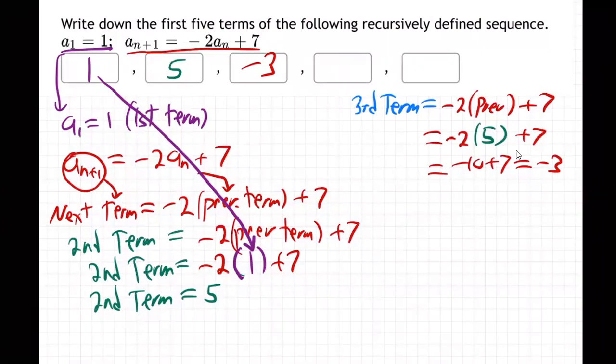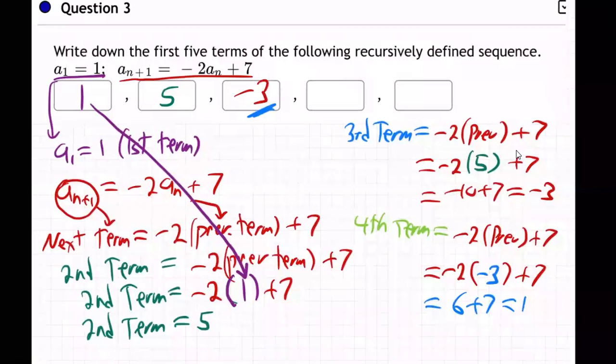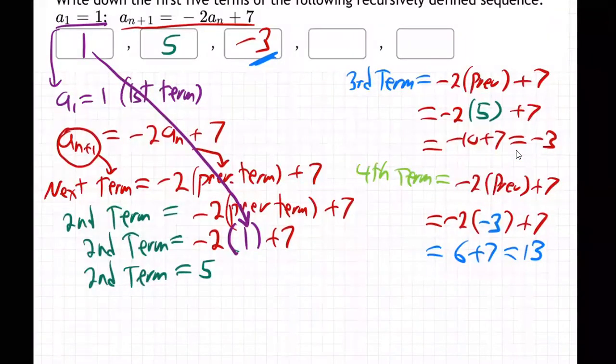And now for the fourth term. What is it? Same thing. Minus 2 times the previous term, add 7. So it's minus 2. What's the previous term? Well, it was the minus 3 right here. So you always go back to the previous term. And so what do you get? What's that going to be? Positive 6 plus 7. Oops, kind of scribbly there. It's moving all over the place. 13. 13, that's the fourth term.